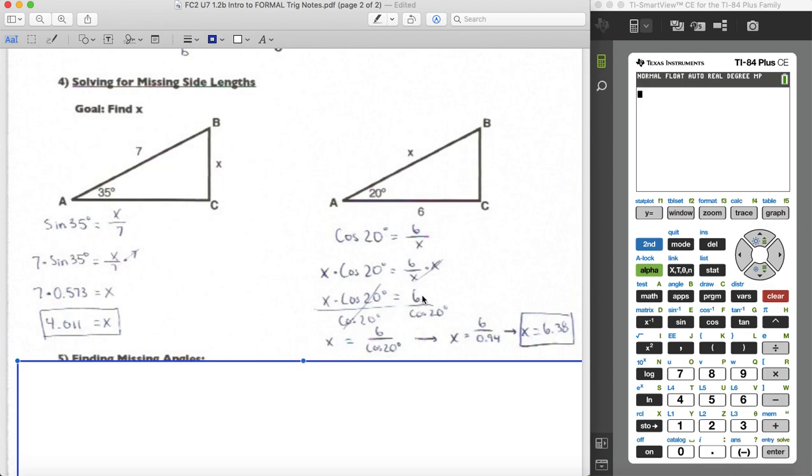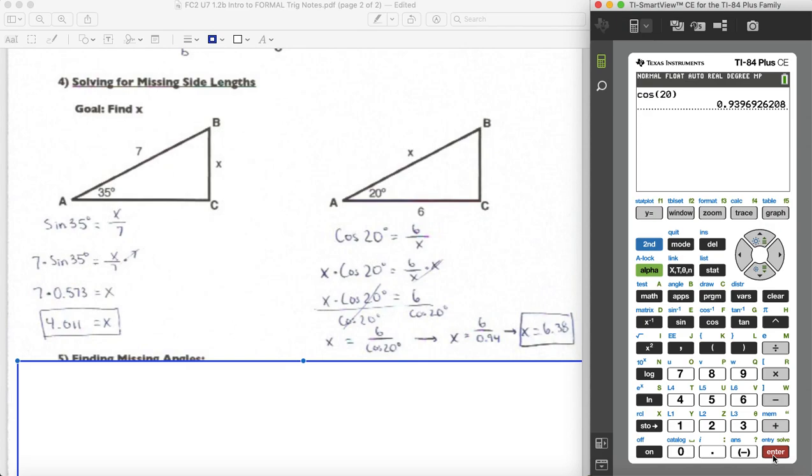So x is equal to 6 divided by cosine of 20, and we know that cosine of 20 is some number. X has been isolated, and I'm left with 6 over cosine of 20. Well, let's figure out what the cosine of 20 is. Cosine of 20 equals 0.93969262208. Round that to 0.94. So cosine of 20 is the same thing as 0.94.